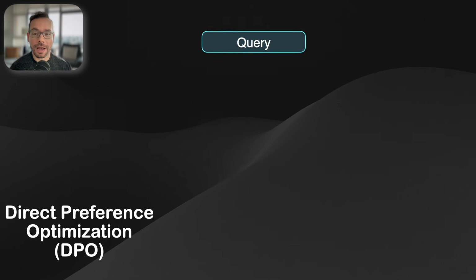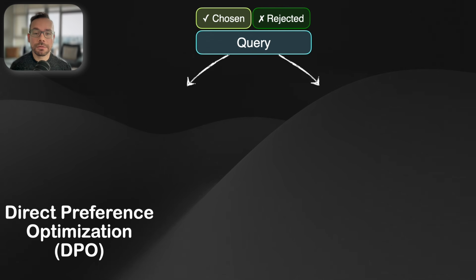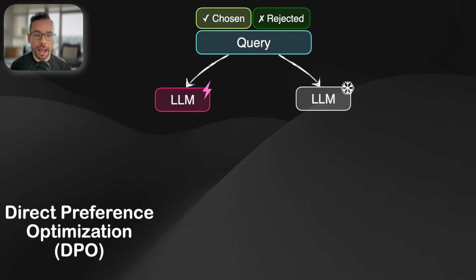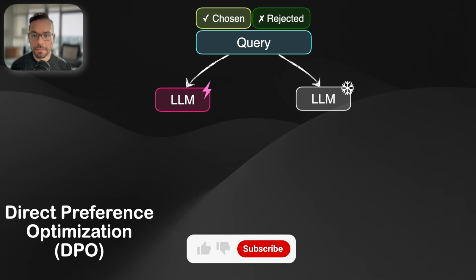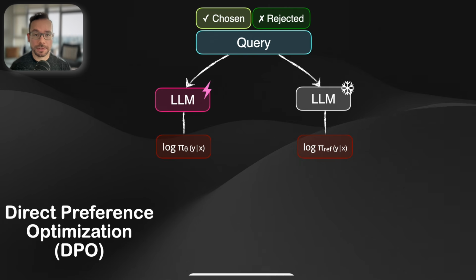In step 1, we have the input pairs. We start at the top with a static dataset of prompts paired with two completions, a chosen response and a rejected response. There's a dual forward pass now. We feed these prompt-response pairs through only two models, our trainable active model and our frozen reference model. Both models compute token log probabilities for both the chosen and rejected responses.